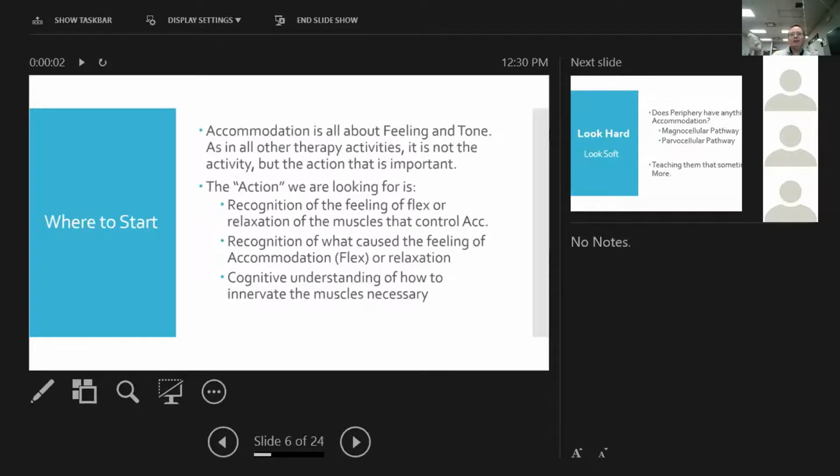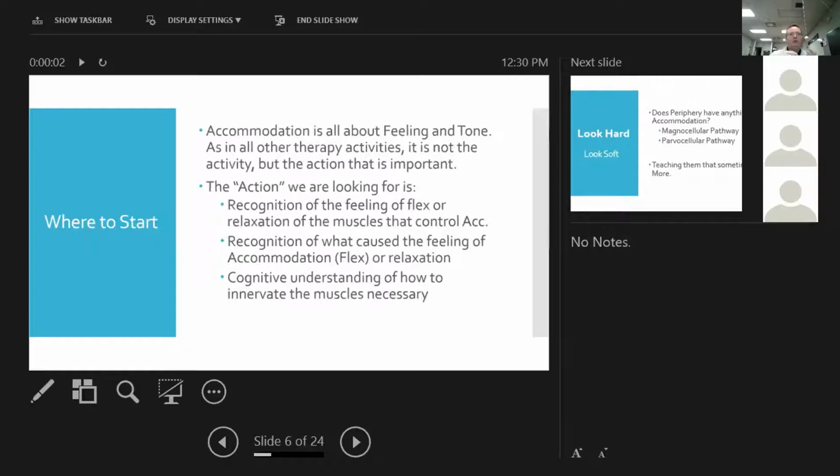So a lot of times, if you just take a flipper or a lens and just put it over somebody's eye, the brain will automatically accommodate. It'll automatically focus, and they'll say, oh, it's clear. And if you say, well, how'd you do that? They're like, I don't know. Well, did it feel different? Did you do anything? So we need to have them recognize what they did, okay?